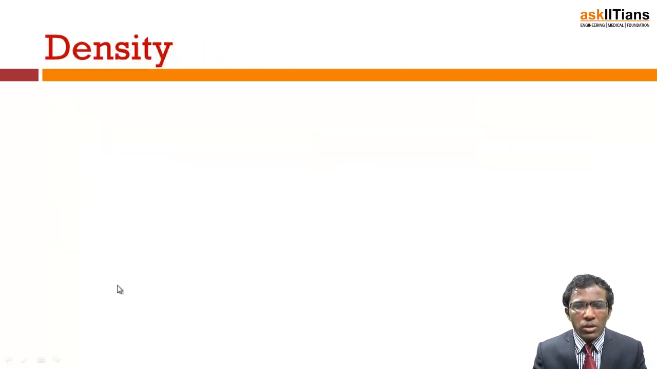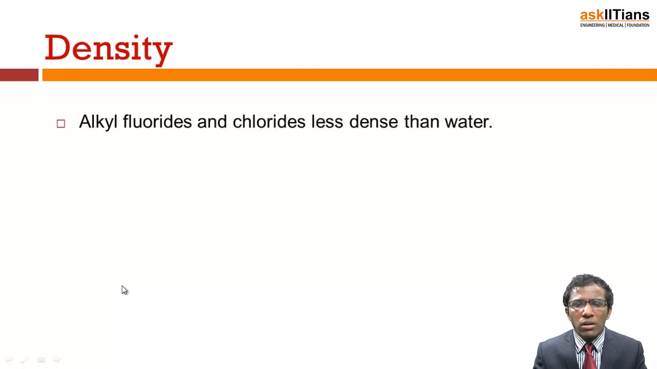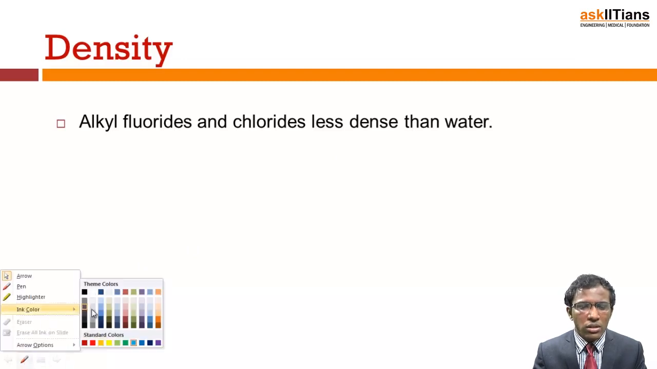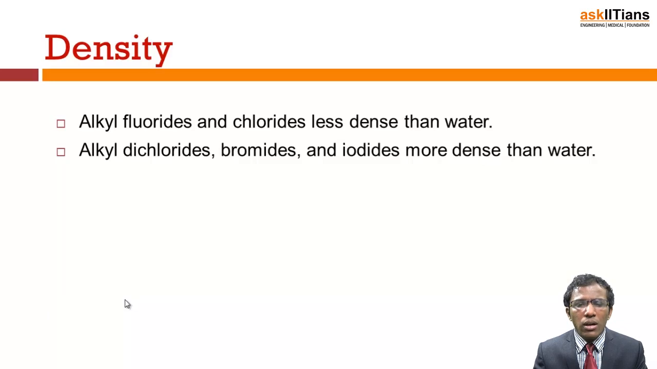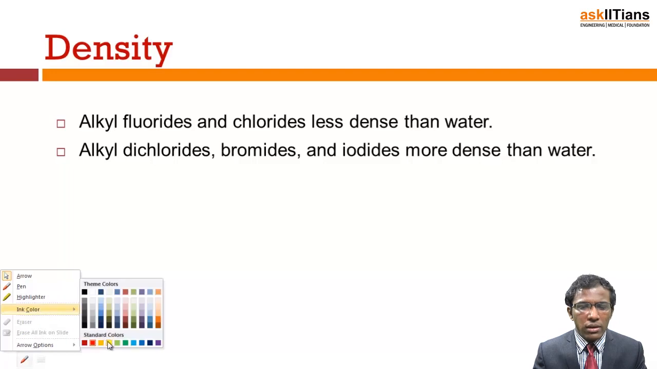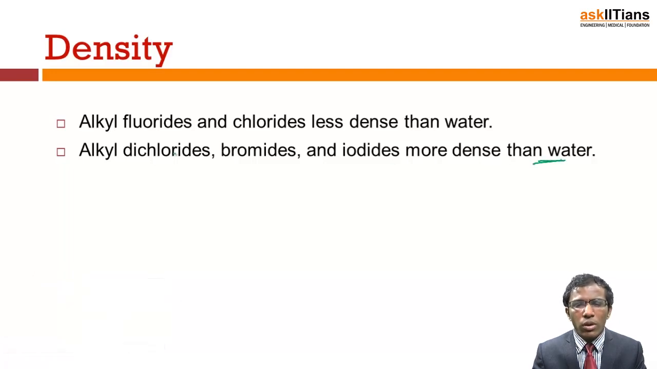Next is the density. That's the last one. Alkyl fluorides and chlorides are less dense than water. Water is more dense than alkyl fluorides and chlorides, whereas alkyl dichlorides, bromides and iodides have density more than water. So for fluorides and chlorides they are less dense, but bromides and iodides have more density than water. So this is about the physical properties: solubility, density, as well as boiling point and dipole moment. We'll discuss the chemical properties in our next part.